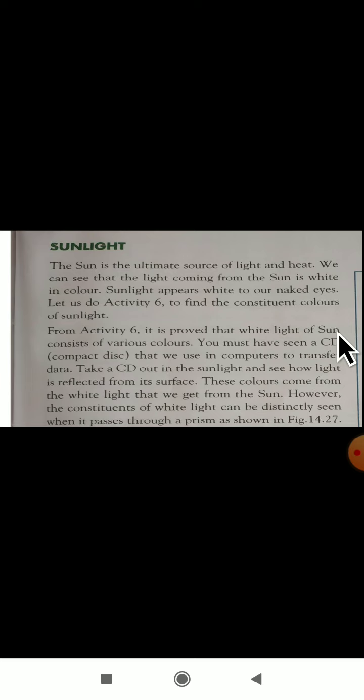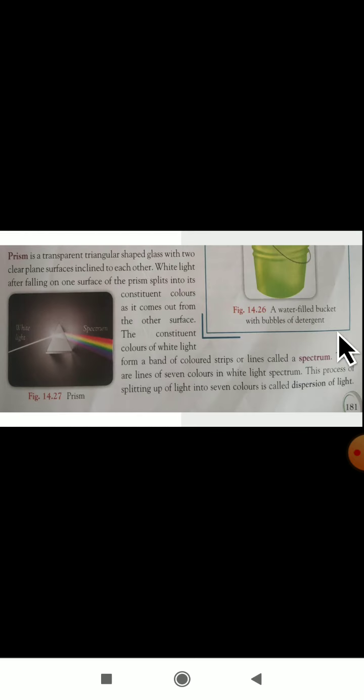However, the constituents of white light can be distinctly seen when it passes through a prism also. What is a prism? Here you can observe this is a prism. A prism is a transparent triangular shaped glass. A triangle is nothing but a shape having 3 sides and 3 angles, and that is why we call it a triangle.